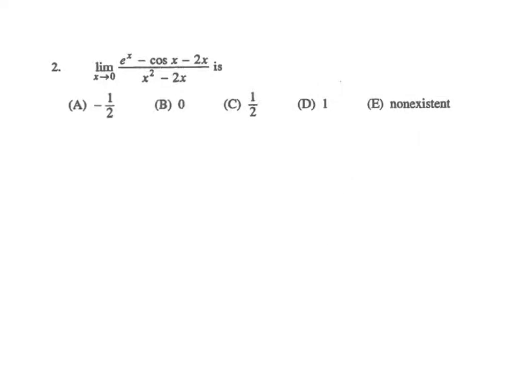Okay, number 2, what happens here? Well, if we plug in, we're looking at a limit here as x goes to 0. And if we plug in 0, we get the limit as x goes to 0 of 1 minus 1 minus 0 over 0 minus 0, which is 0 over 0. So we can apply good old L'Hopital's.